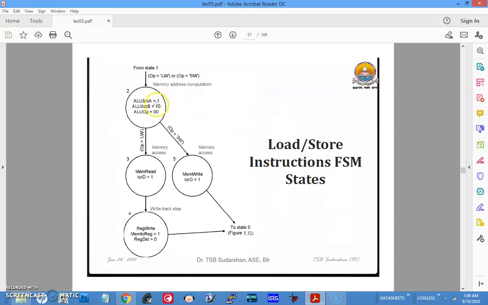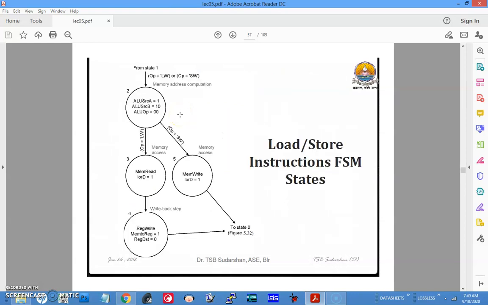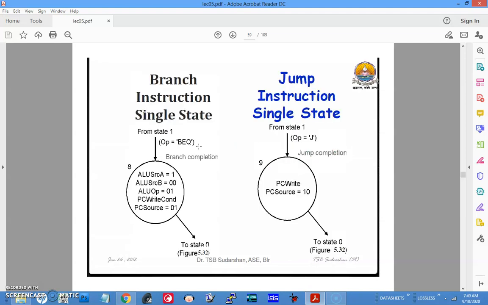So this is the state for load store. From this onwards I will not explain anything. You have to spend time and understand. This is from state 1. This is your state 1. From here you are exploring this path. So spend some time on this and understand how it works, and you should be able to draw or reproduce the same control signals for a given cycle in the multi-cycle data path. This is for R-type instruction. Pause the video and have a look at this. Jump, branch.